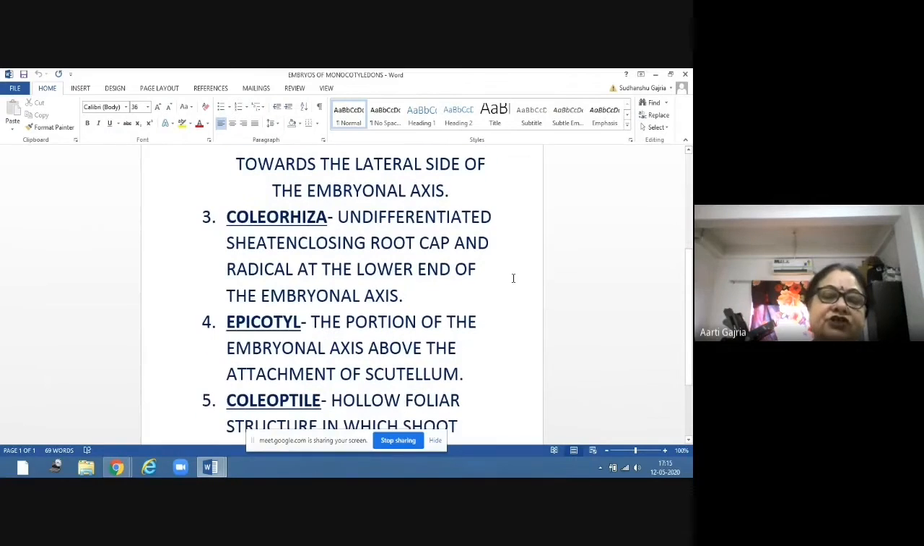The next structure is apicotyle. Apicotyle is the portion of the embryonal axis which is above the attachment of scutellum. The portion of the embryonal axis above the attachment of scutellum, that is the apicotyle.